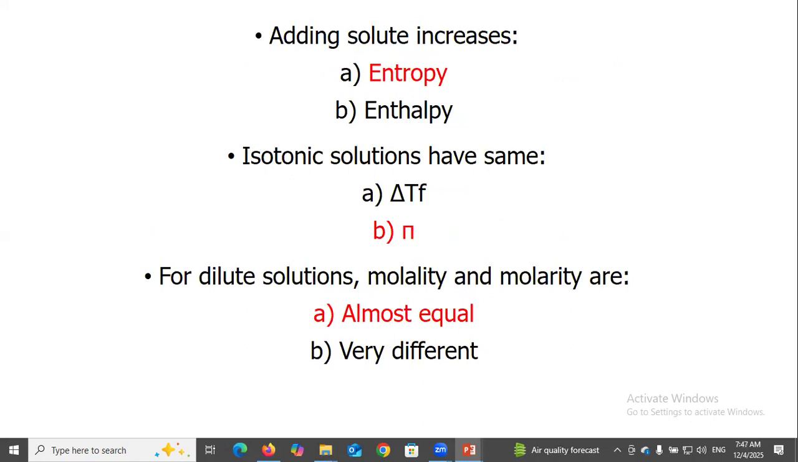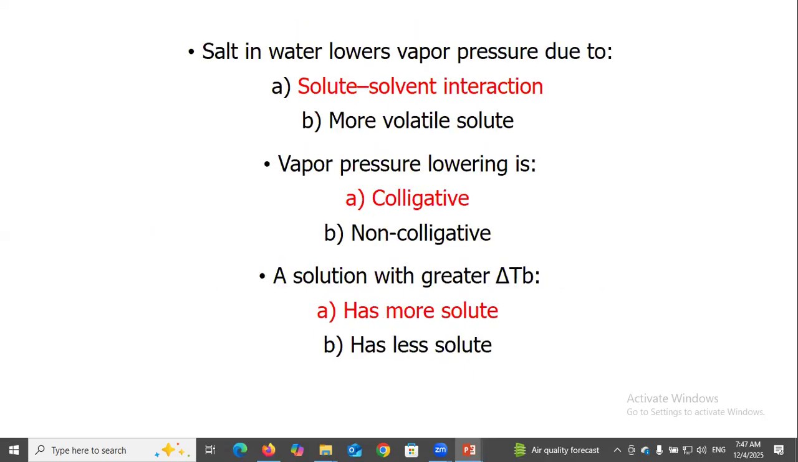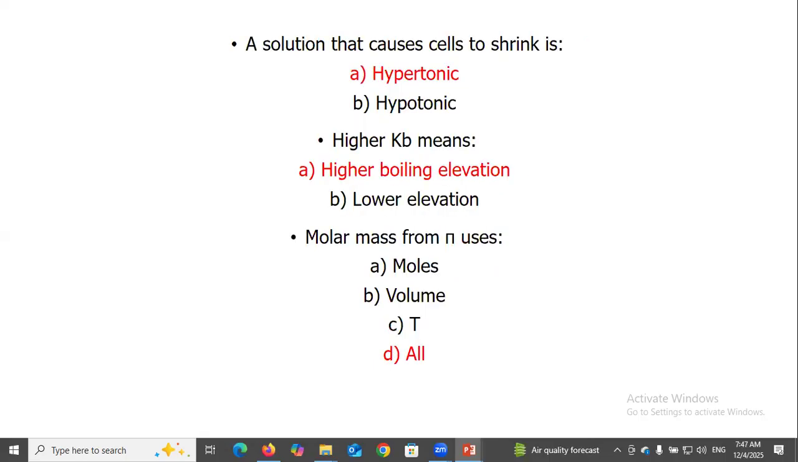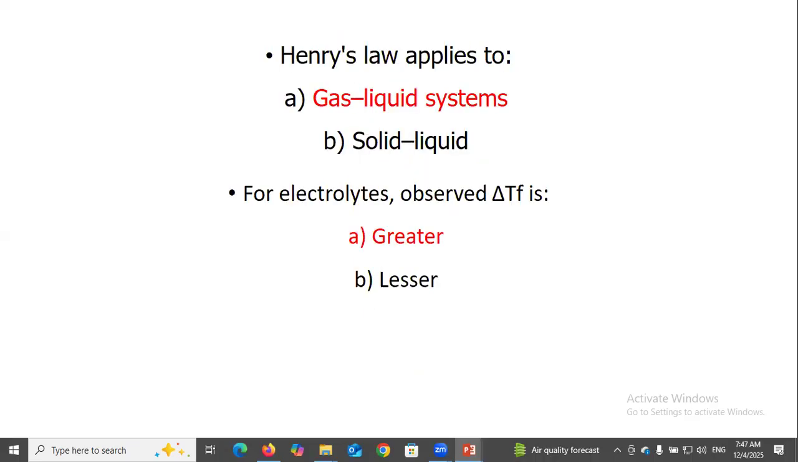For a dilute solution, molality and molarity are almost equal. Salt in water lowers the vapor pressure due to solute-solvent interaction. Vapor pressure lowering is colligative. A solution with greater delta Tb has more solute. A solution that causes cells to shrink is hypertonic. Higher Kb means higher boiling elevation. Molar mass from pi uses moles, volume, and temperature. Henry's law is applied to gas-liquid systems.